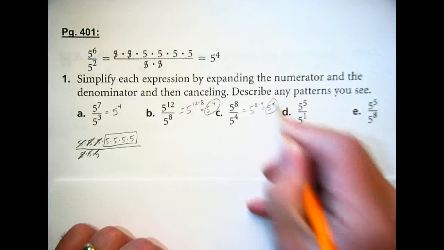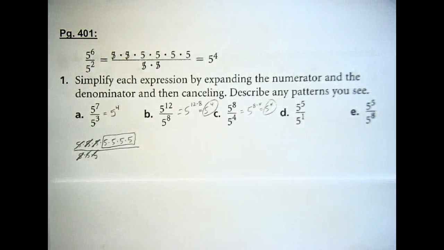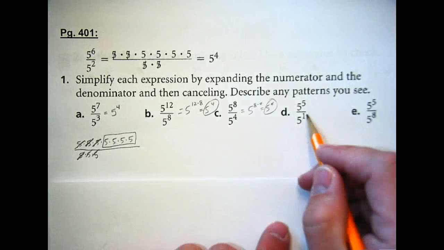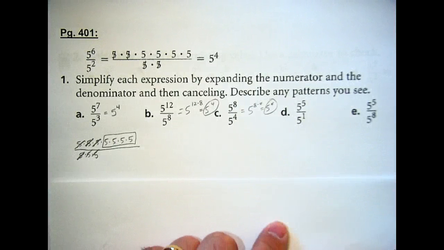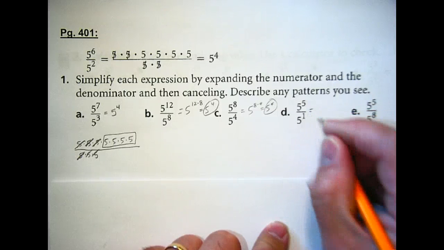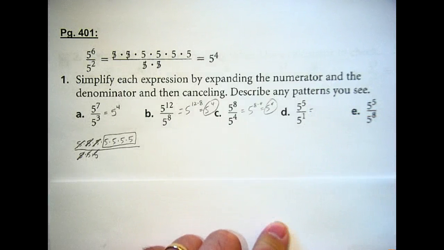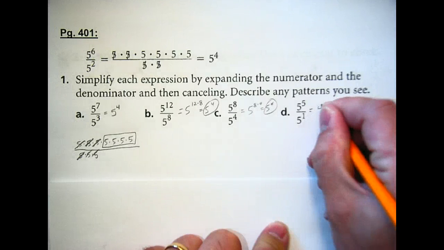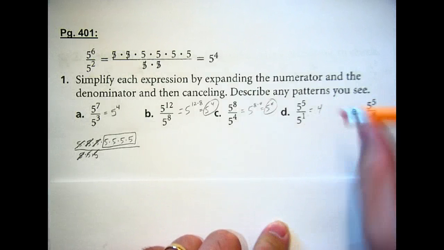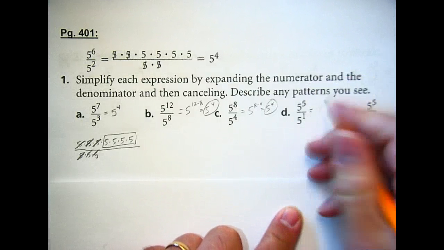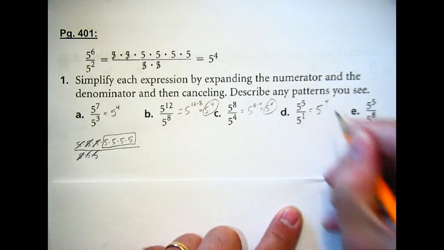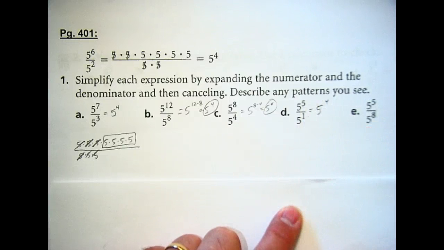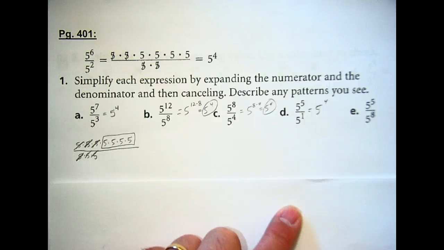All right. Are they all 5 to the 4th? No? Okay. What's letter D? Amanda, that's you. I got 4. Just 4? No, like 5 to the 4th. Okay. 5 to the 5 minus 1. Good. Well, they all look like 5 to the 4th.